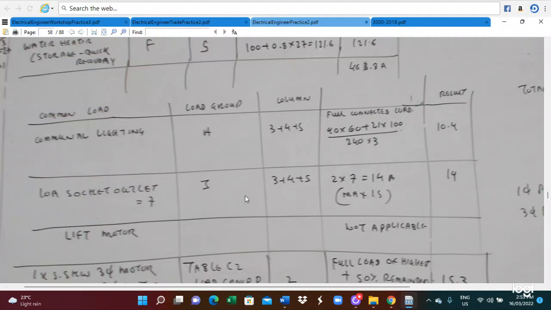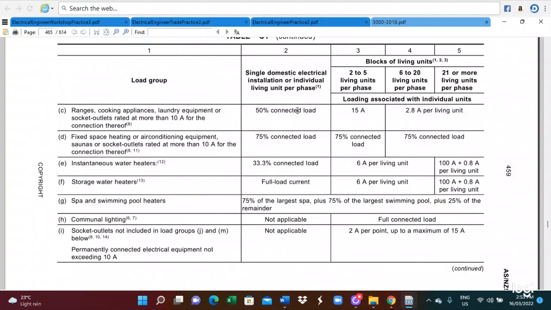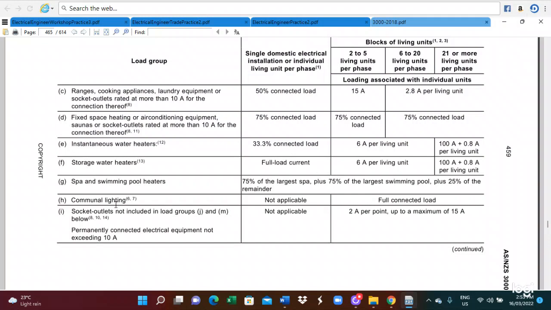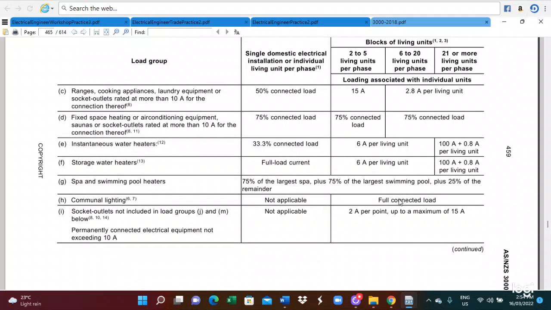Now the common load you have to refer to. Communal lighting. So communal lighting is local H. So this table here, communal lighting, so local H. This is the full connected load because all the lighting points that do not belong to an individual unit are shown as communal lighting. So communal lighting is all the common area lighting.